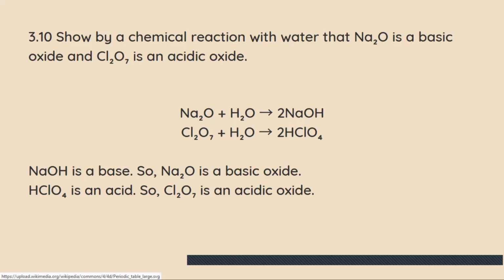However, the oxide of chlorine is an acidic oxide because it leads to the formation of perchloric acid, which is highly acidic. Here in this equation, chlorine is in its +7 oxidation state, whereas it can exist in a +1 oxidation state, but that's not as acidic as this one.